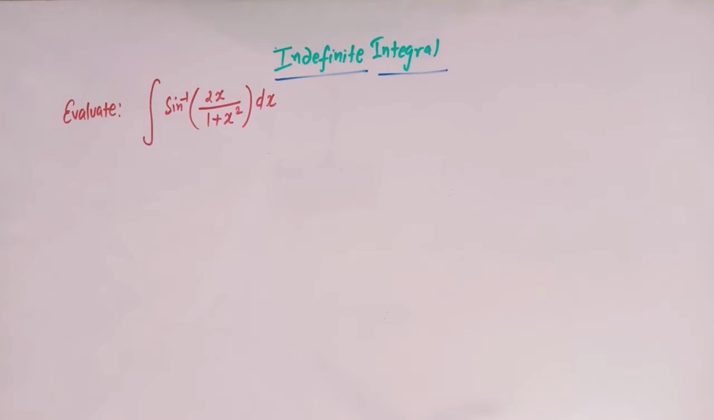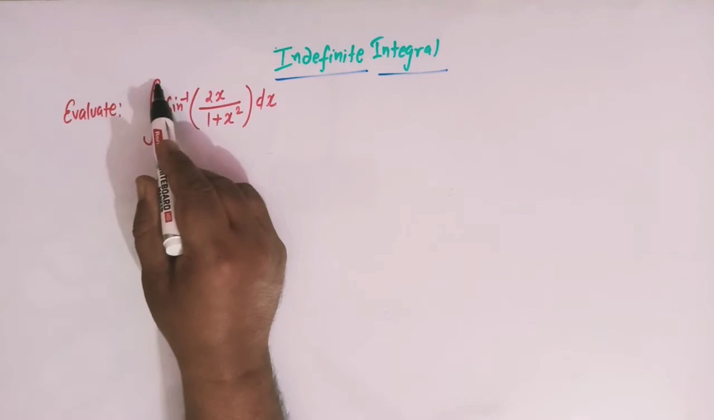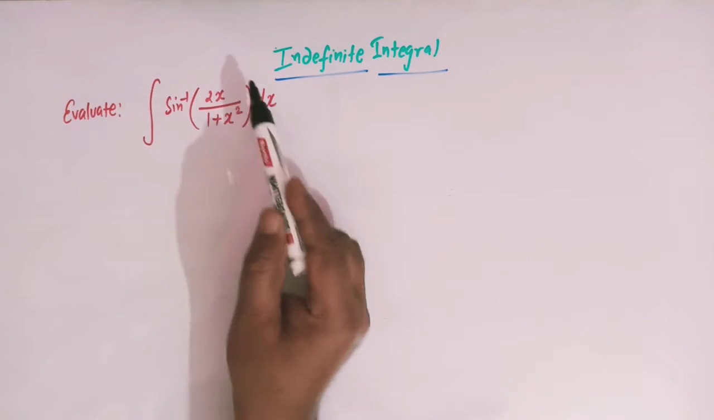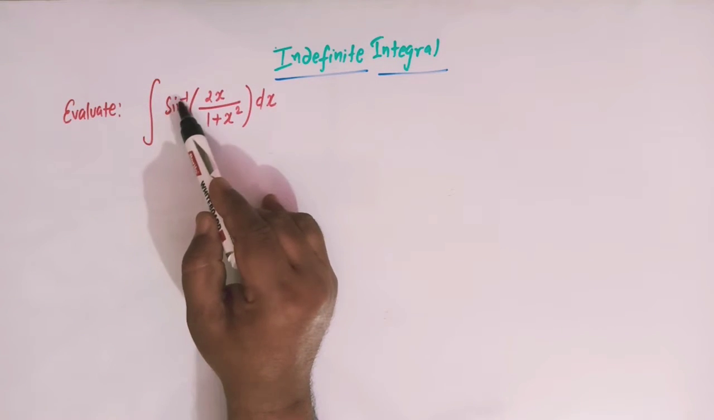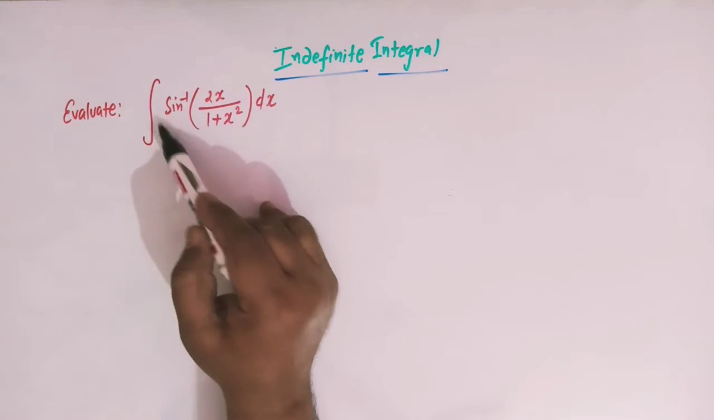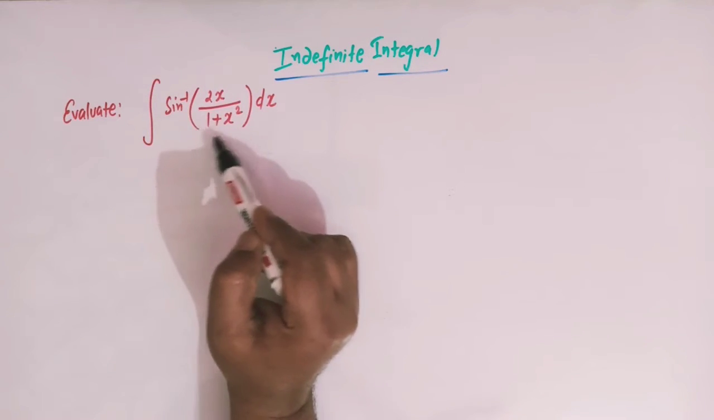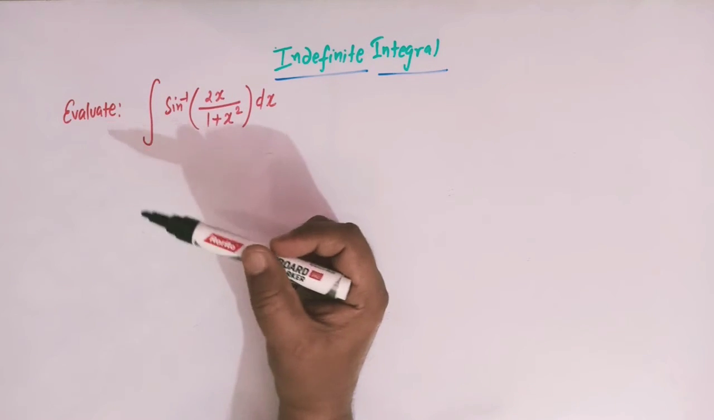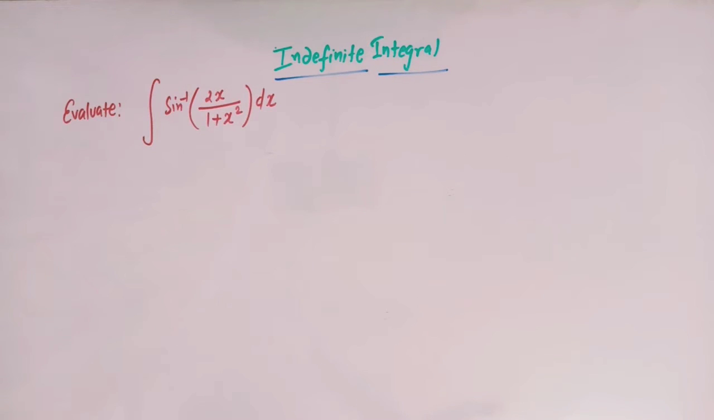Hello viewers, in today's class we are going to discuss yet another important and conceptual problem from indefinite integral. Here we have to find the value of this indefinite integral, where the integrand is sine inverse of 2x over 1 plus x square. If we look at this integrand, we can easily see that we have to make use of the method of substitution.